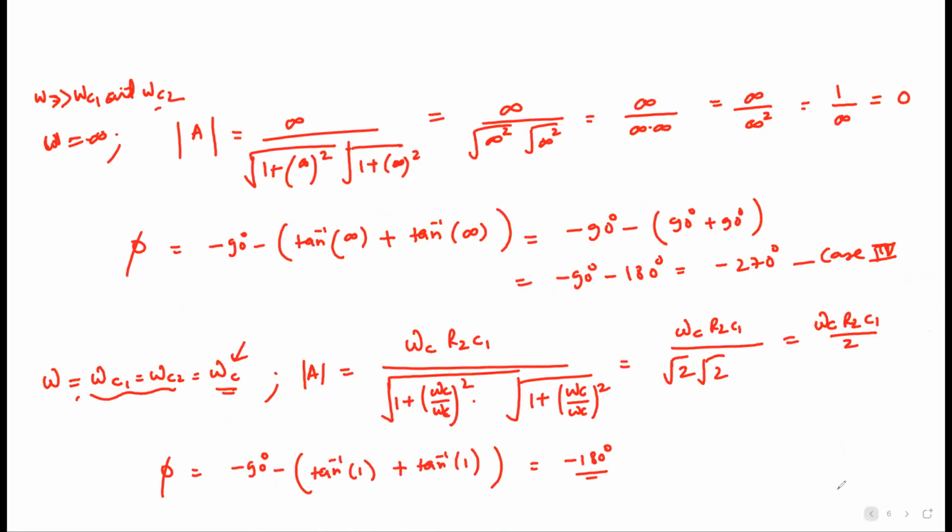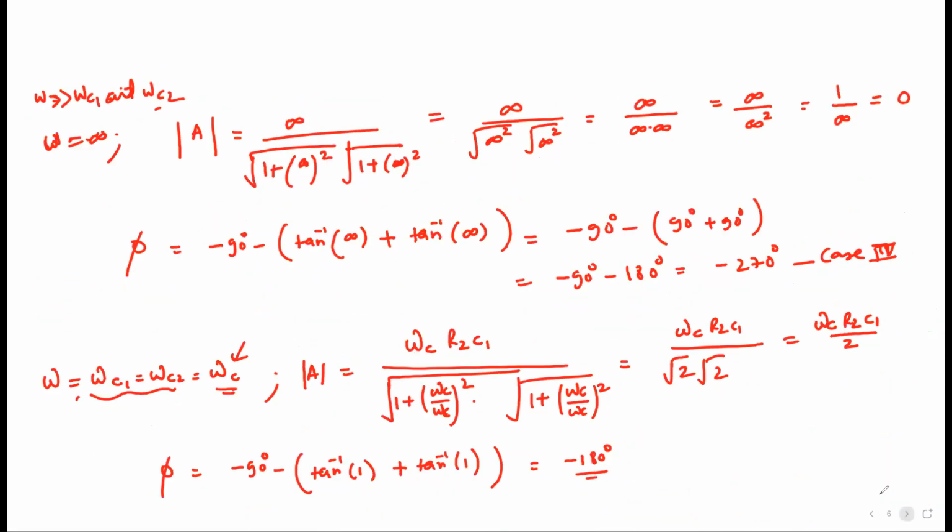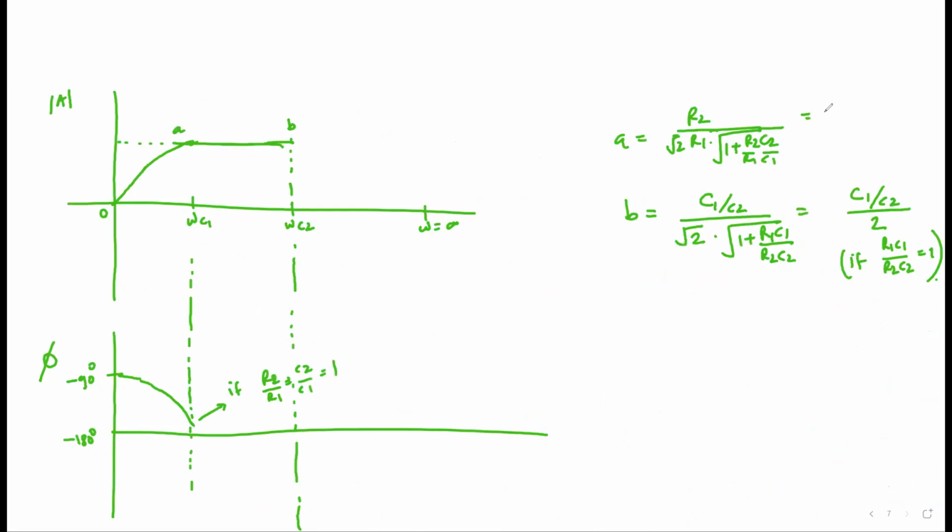What about the phase in this case? The phase here, we are seeing that is approaching minus 180 degree again. It's going to be the same, right? If this factor is made equal to 1. And we've seen that phase is also minus 180, if R2 C1 into R1 C2 is equal to 1. This is R2 divided by square root of 2.